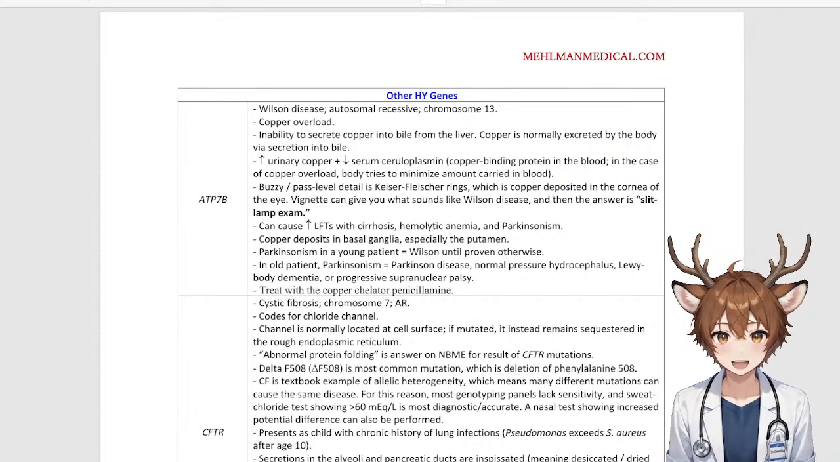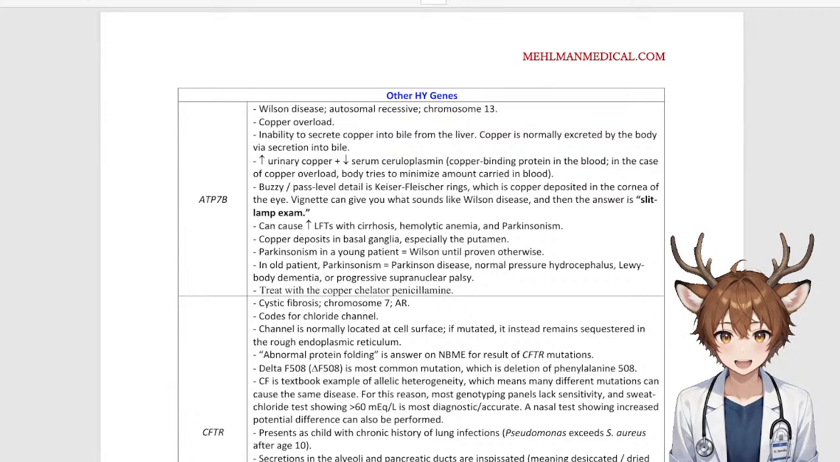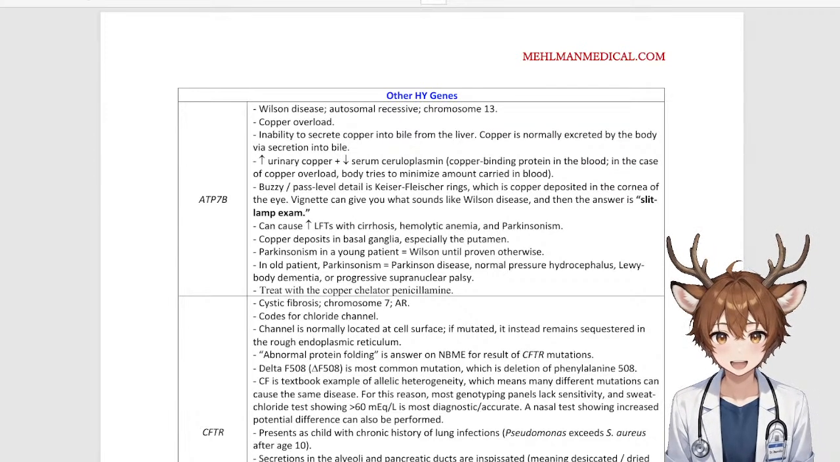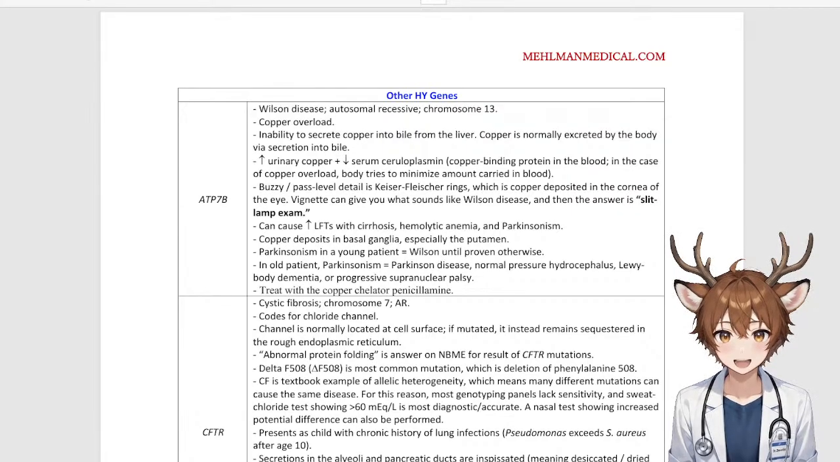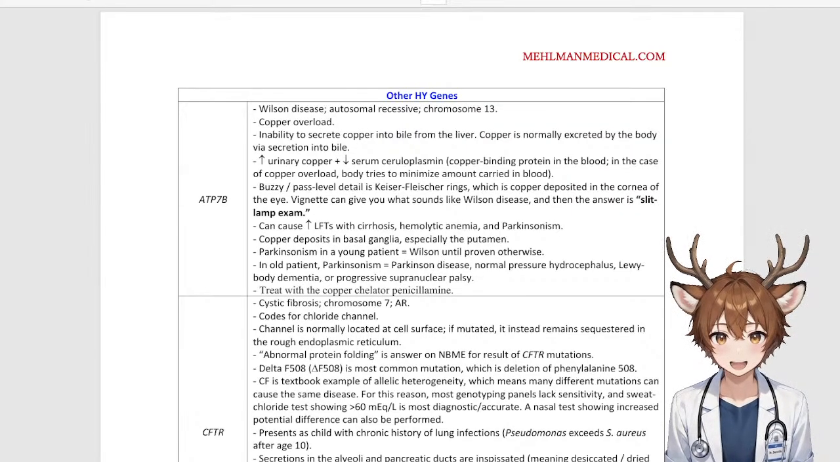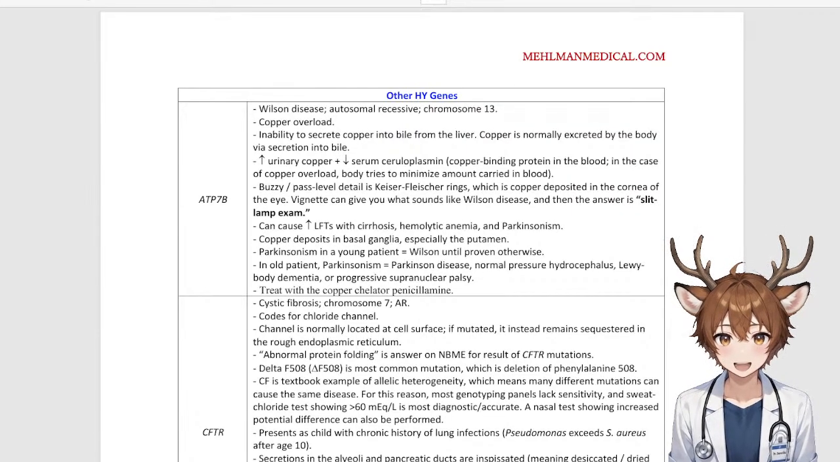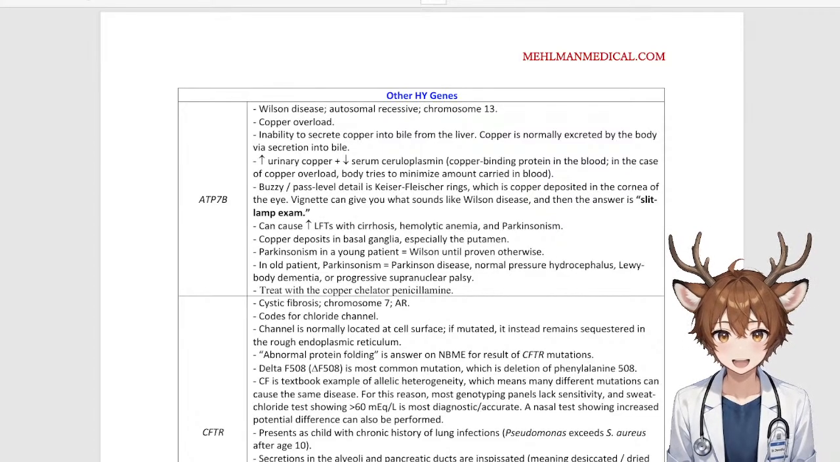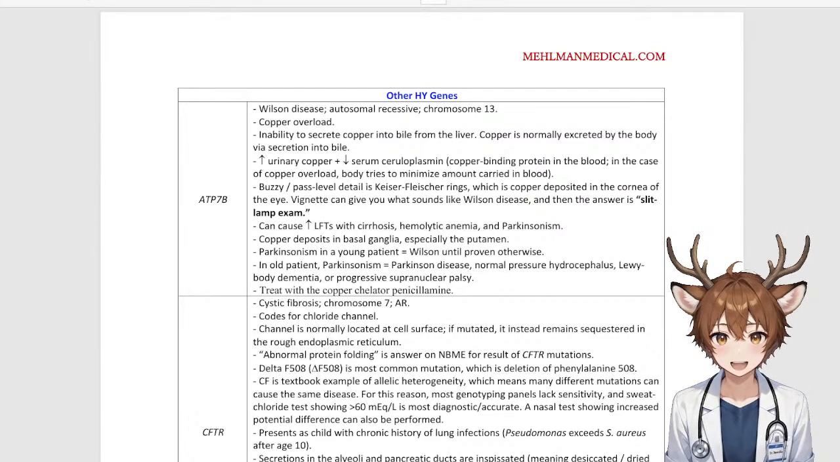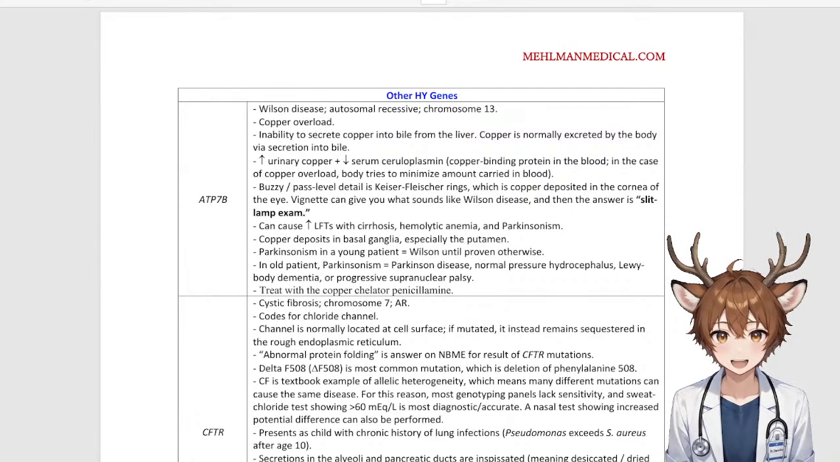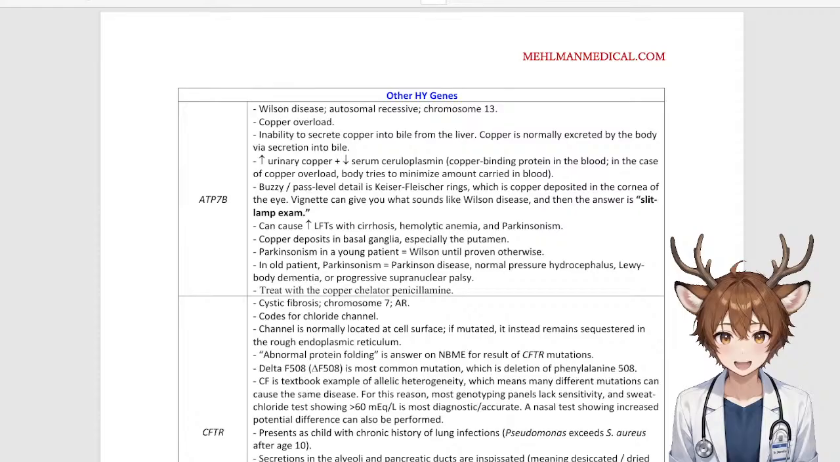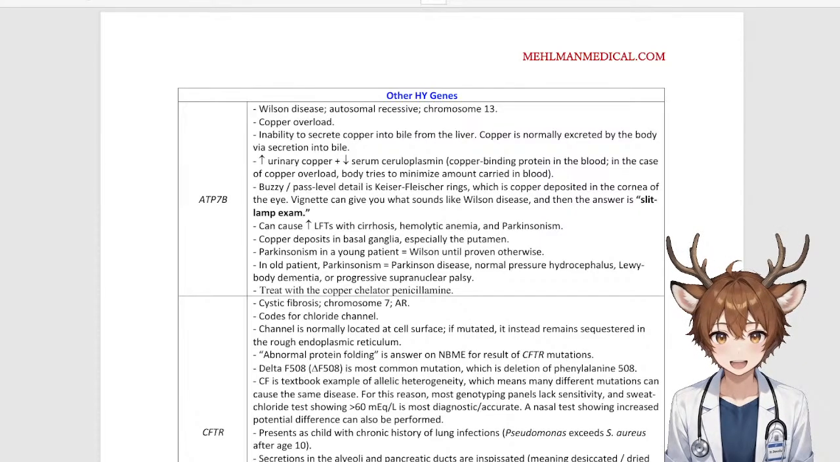Other high-yield genes. ATP7B, Wilson's disease, autosomal recessive, chromosome 13, copper overload, inability to secrete copper into bile from the liver. Copper is normally excreted by the body via secretion into bile. Elevated urinary copper plus a decrease in serum ceruloplasmin, the copper-binding protein in the blood. In the case of copper overload, the body tries to minimize the amount carried in blood. Buzzy, pass-level detail is the Kayser-Fleischer rings, which are copper deposits in the cornea of the eye.